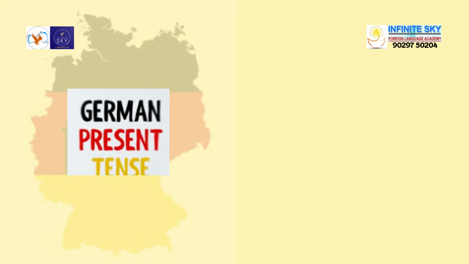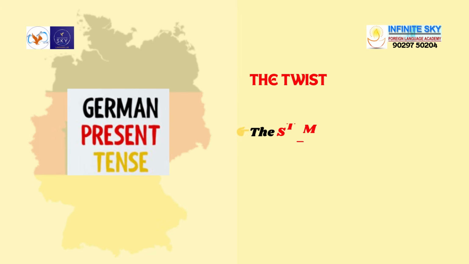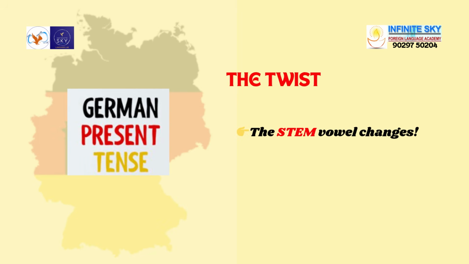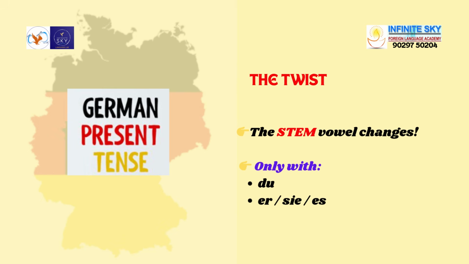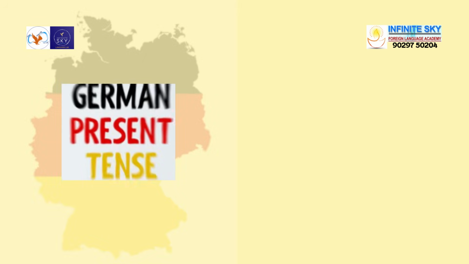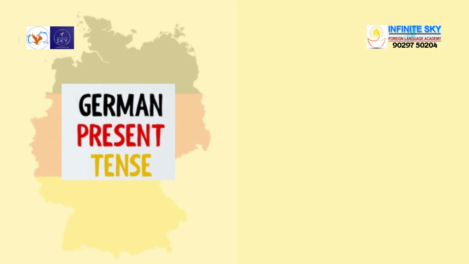Here is the twist. In these verbs, the stem vowel changes, but not everywhere. The change happens only with du and er/sie/es. All other forms stay exactly the same. There are 3 types of stem vowel changing verbs.